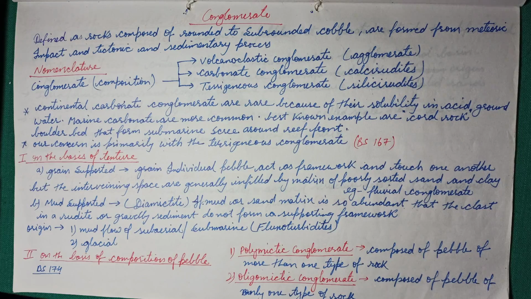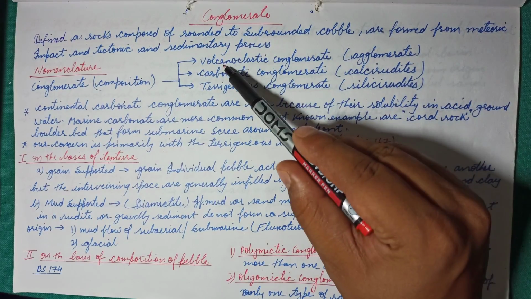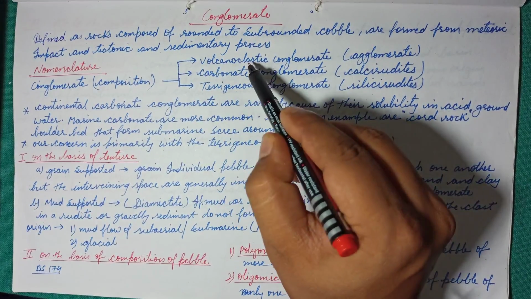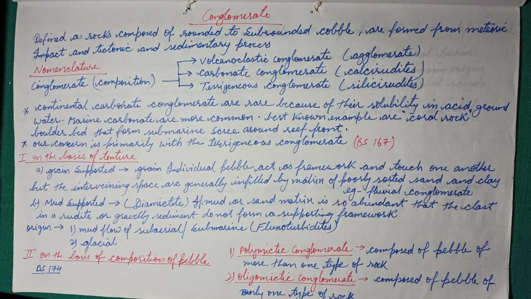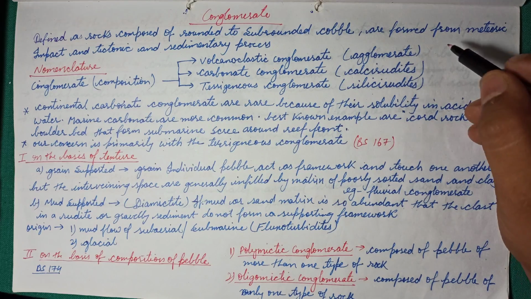Okay, the conglomerate, on the basis of composition, we will be defining first. So the first composition is volcanoclastic. The term itself defines that the grain size comes from the volcano. The volcanic eruption gives grain size greater than or equal to cobble. So this is going to form conglomerate. So it will be volcanoclastic conglomerate. This one is also known as agglomerate.